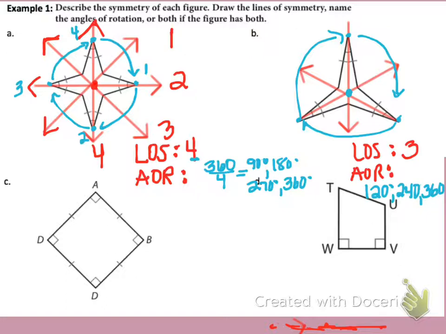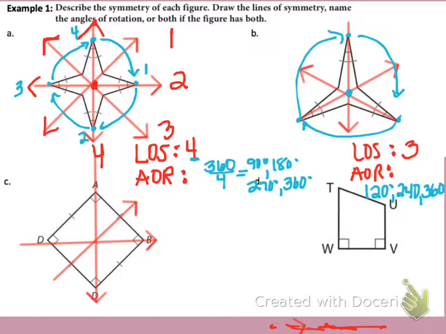So what about the square here? The square has lots and lots of symmetry. It has the most symmetry of any of the quadrilaterals, because first of all you can go through the opposite angles. These are right angles, and those are symmetry lines. And then you also can go through opposite sides. And those are also symmetry lines.